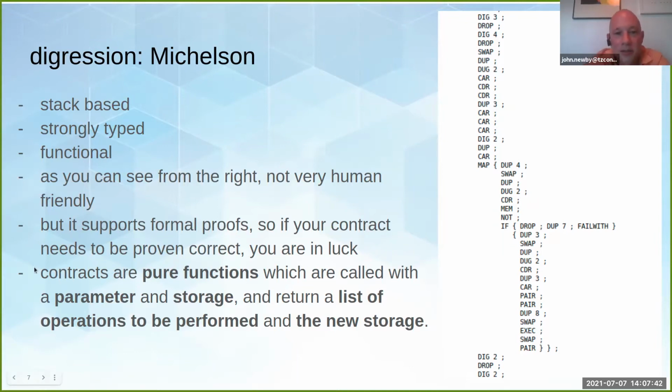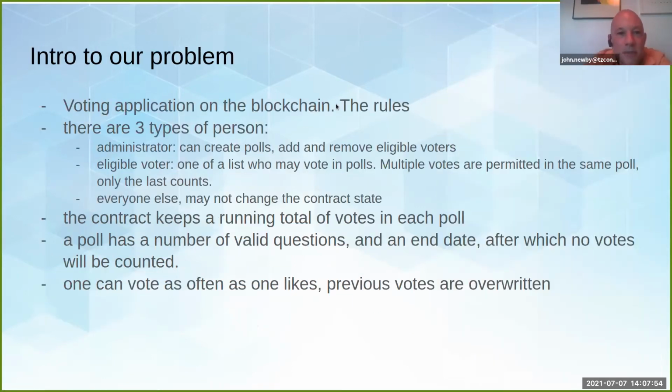In Tezos, contracts are pure functions. They are called with a parameter and storage, and they return a list of operations to be performed and the new updated storage. So in this presentation, we're going to talk about a sample problem, which is one that we are actually solving for someone at the moment, which is a very simple voting application on the blockchain.